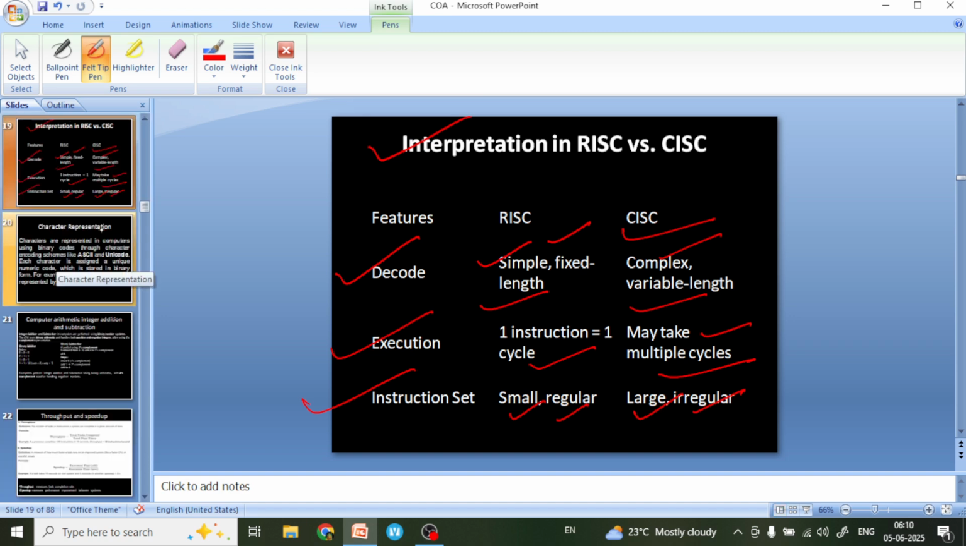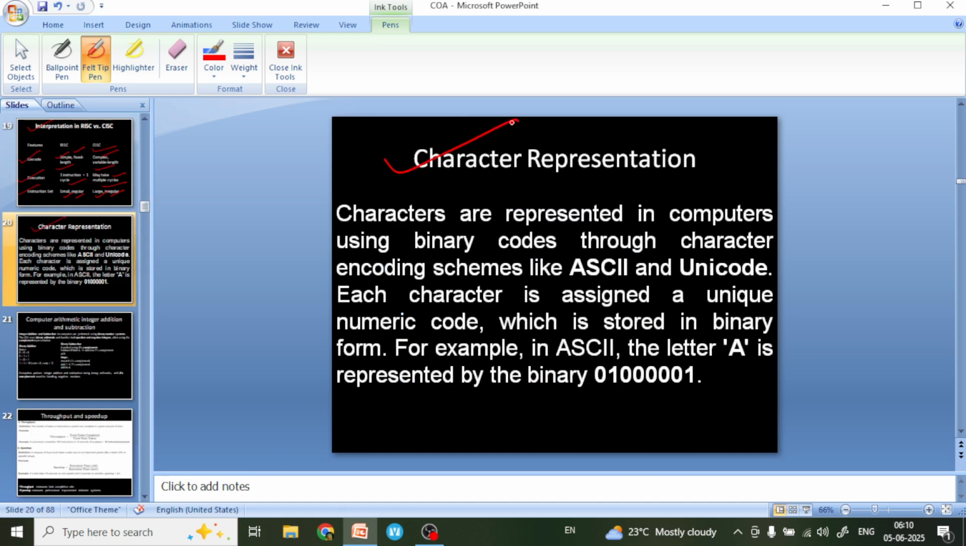And the next point is character representation. How are characters represented? Characters are represented in a computer by using the binary code 0 and 1, through character encoding schemes like ASCII or Unicode. Each character is assigned a unique numeric code, which is stored in binary form. In ASCII, the letter A is represented by binary 01000001. This represents the character A.